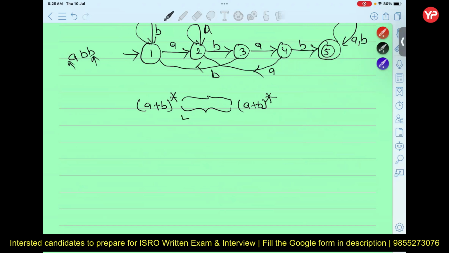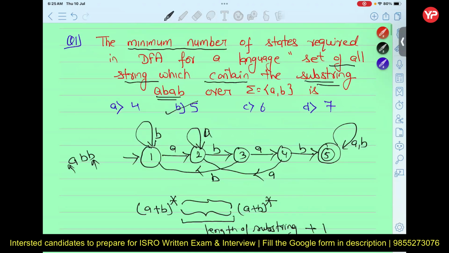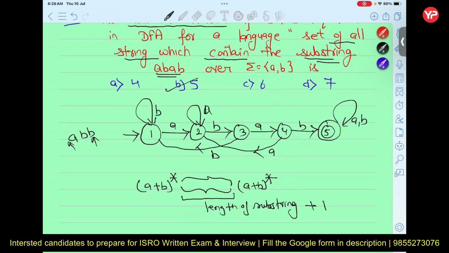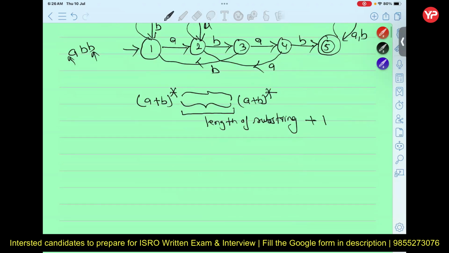Always keep in mind, whatever the length of the substring, the number of states required in a DFA is the length of the substring plus 1. There is no dead state in a substring machine. So what is the length of the substring in our case? 4. That's why 4 plus 1 is 5. So B is the right answer. In the simple way, no need to draw the DFA. If the language is related to the substring case and the question asks for the minimum number of states in DFA, then directly find the length of the substring plus 1.